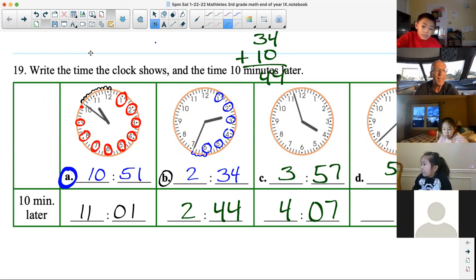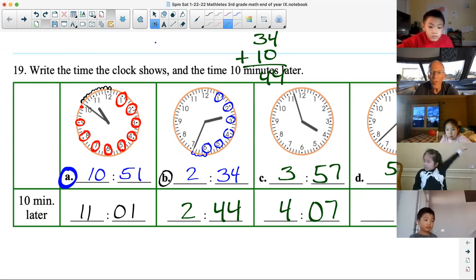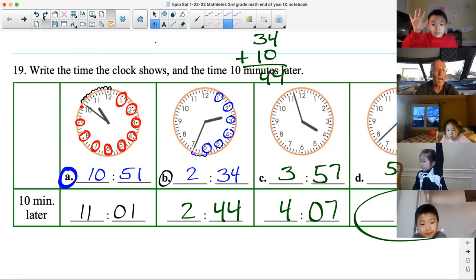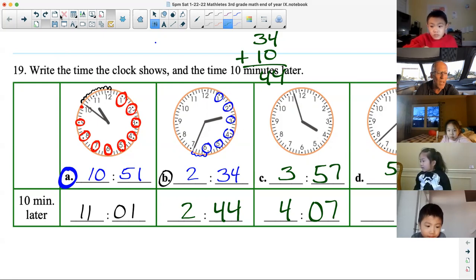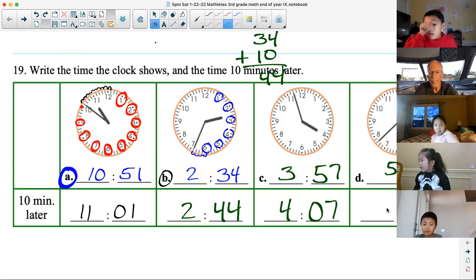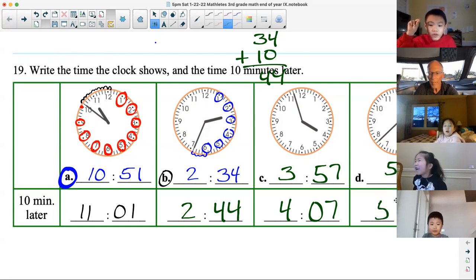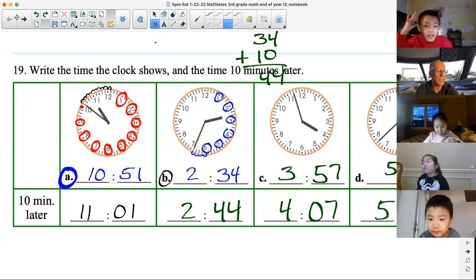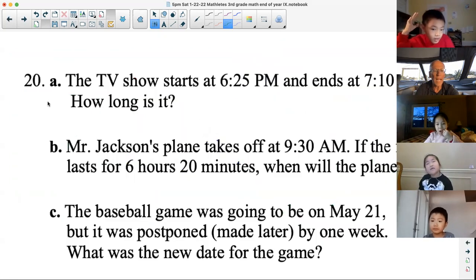And everybody, tell me 10 minutes later. Who's got that? Raise your hand if you know 10 minutes later than 5:38. Everybody say it on 3. 1. Jason Fang, can you please unmute yourself? 2, 3, go. 5:48. Wow, that is awesome. Now, the next question we have is this.